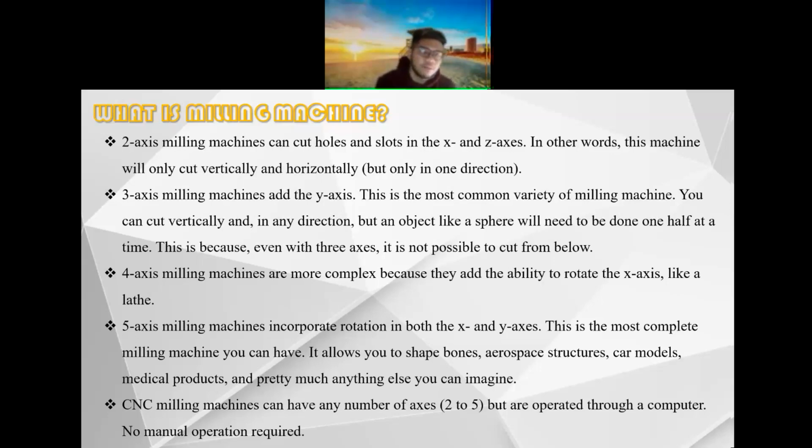For four axis, milling machines are more complex, and they have the ability to rotate on the X axis like a lathe. And next, a 5-axis milling machine incorporates rotation in both the X and Y axis. This is the most complete milling machine you can have. This allows you to shape bones, aerospace structures, car models, medical products, and pretty much anything else you can imagine. Lastly, a CNC milling machine can have any number of axes, from 2 to 5, but is operated through a computer, no manual operation required.